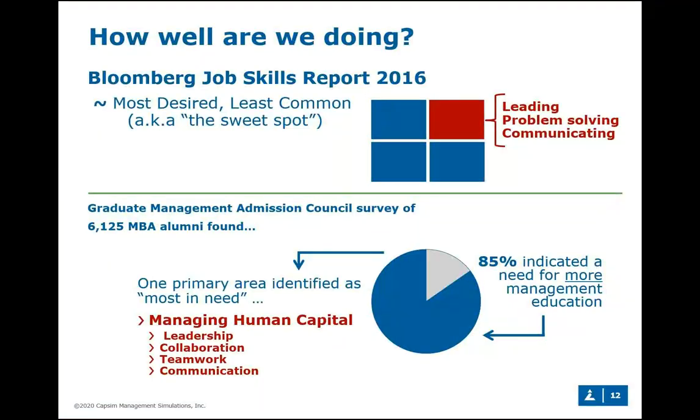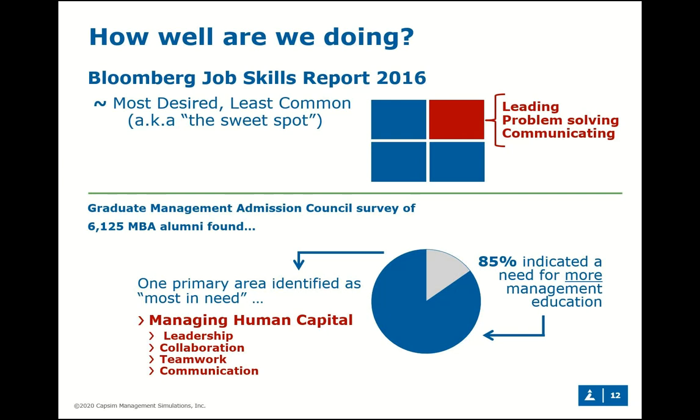So we started to develop CapsimInbox, and we were looking at studies on both the academic and the corporate side of things. So we looked at, say, for instance, the Bloomberg Job Skills Report at the time, because we were developing this during the summer of 2017, with a release in August. And when they surveyed over 1,200 different recruiters through Bloomberg Business, over 550 different companies, they identified the most desired yet least common skills that they need to assess were leading, problem solving, and communicating.